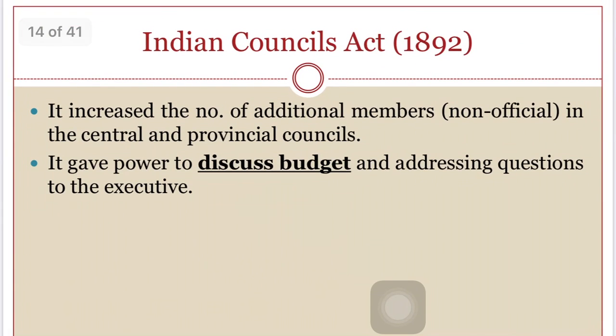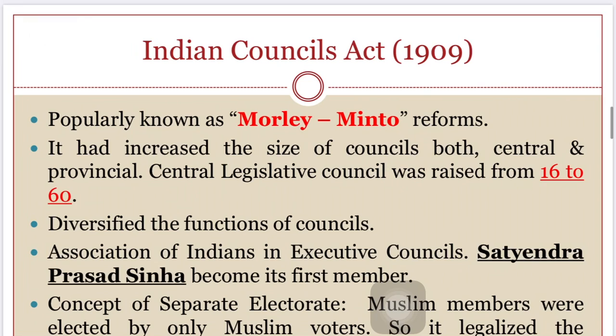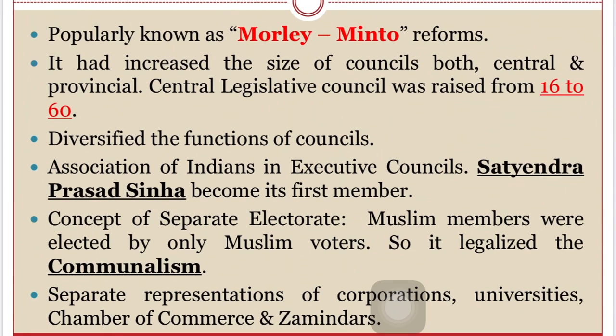The Indian Councils Act 1892 increased the number of additional non-official members in the central and provincial councils. So they could discuss the budget and address questions to the executive. Now the Indian Councils Act 1909, known as the Morley-Minto Reforms, increased the size of the councils and diversified the functions of the council, with association of Indians in the Executive Council.